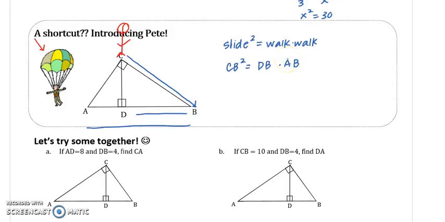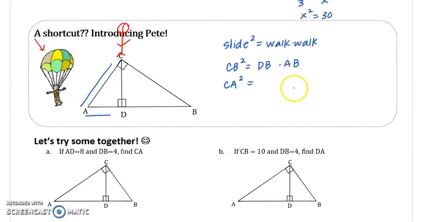You only square the slide. All right, or Pete could slide down here. CA squared. So here's my slide squared equals walk AD times walk AB. And his last option for sliding is he can slide down the middle. So we would get CD, slide squared, equals, now when he's in the middle, he can only do 2 short walks. DB times DA.